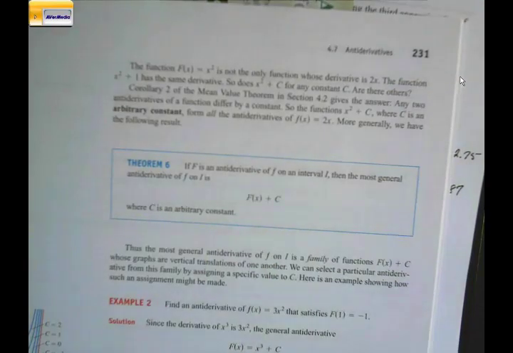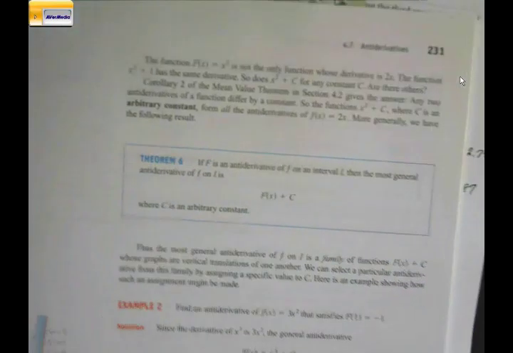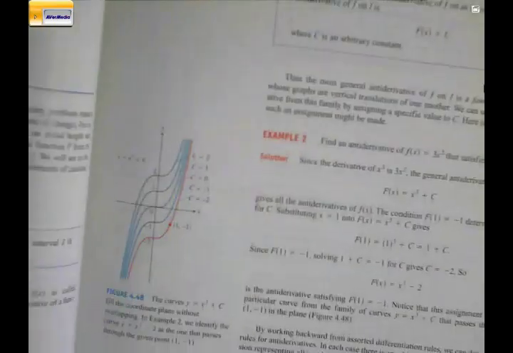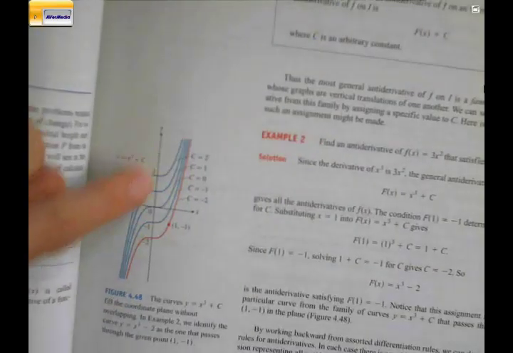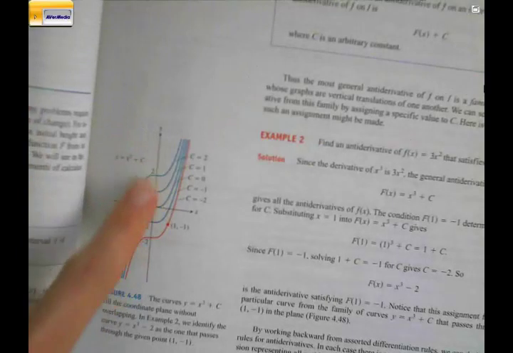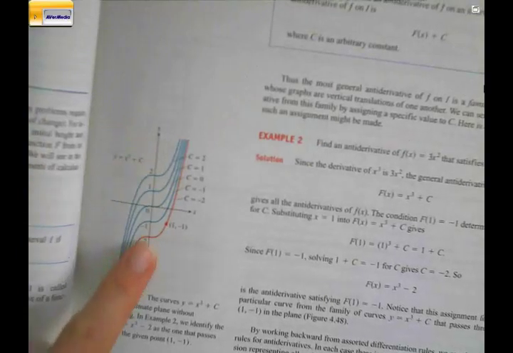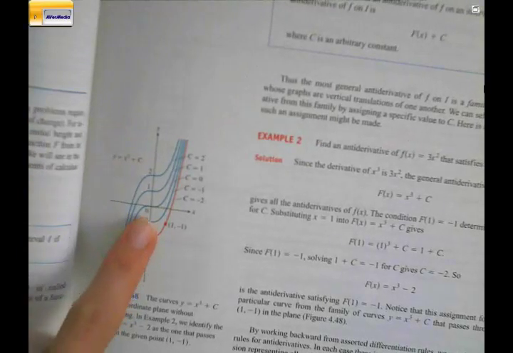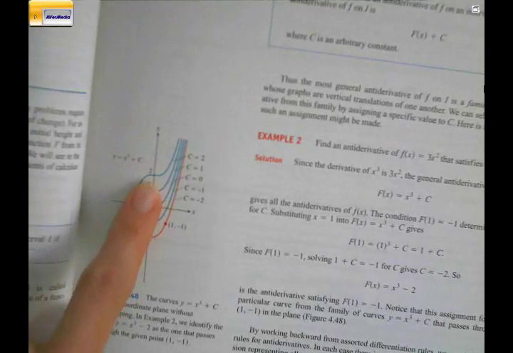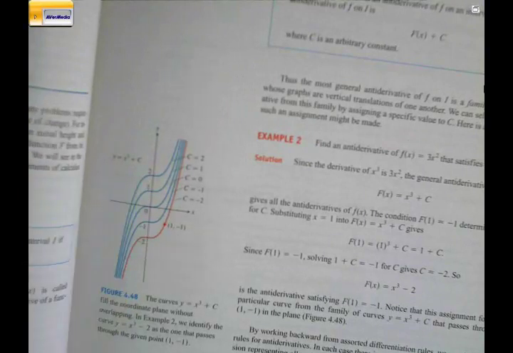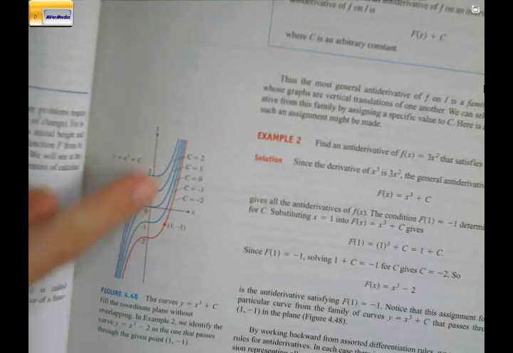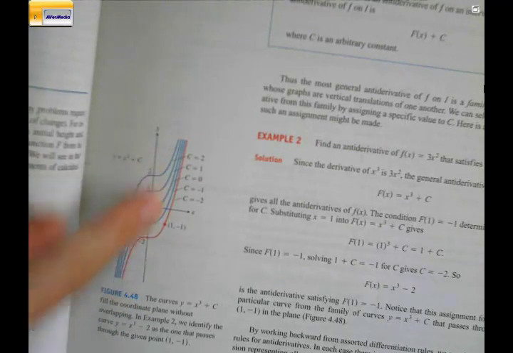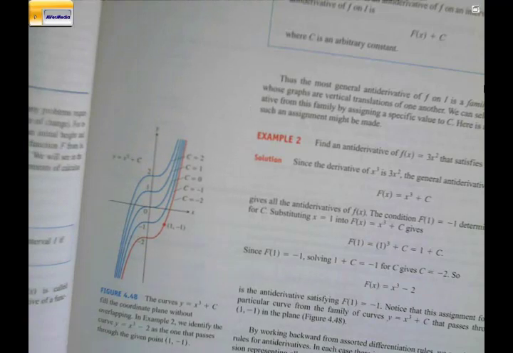And there was a time, it's been a long time ago, where we talked about a family of functions. Note that all of these are x cubed functions. One would be x cubed minus 2, x cubed minus 1, x cubed plus 1, x cubed plus 2. The derivative of all of those functions is just 3x squared. So the derivative of all this family of functions is 3x squared.